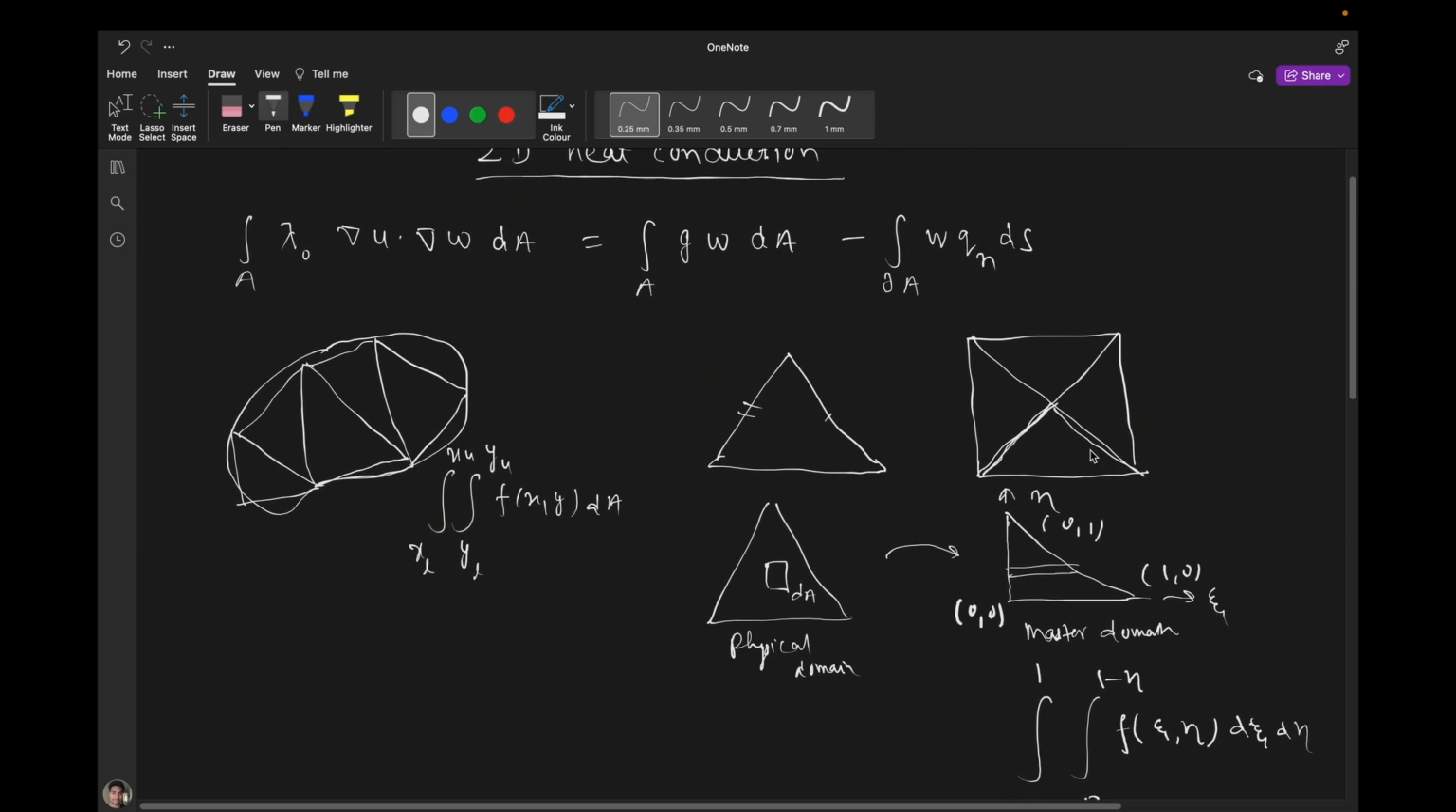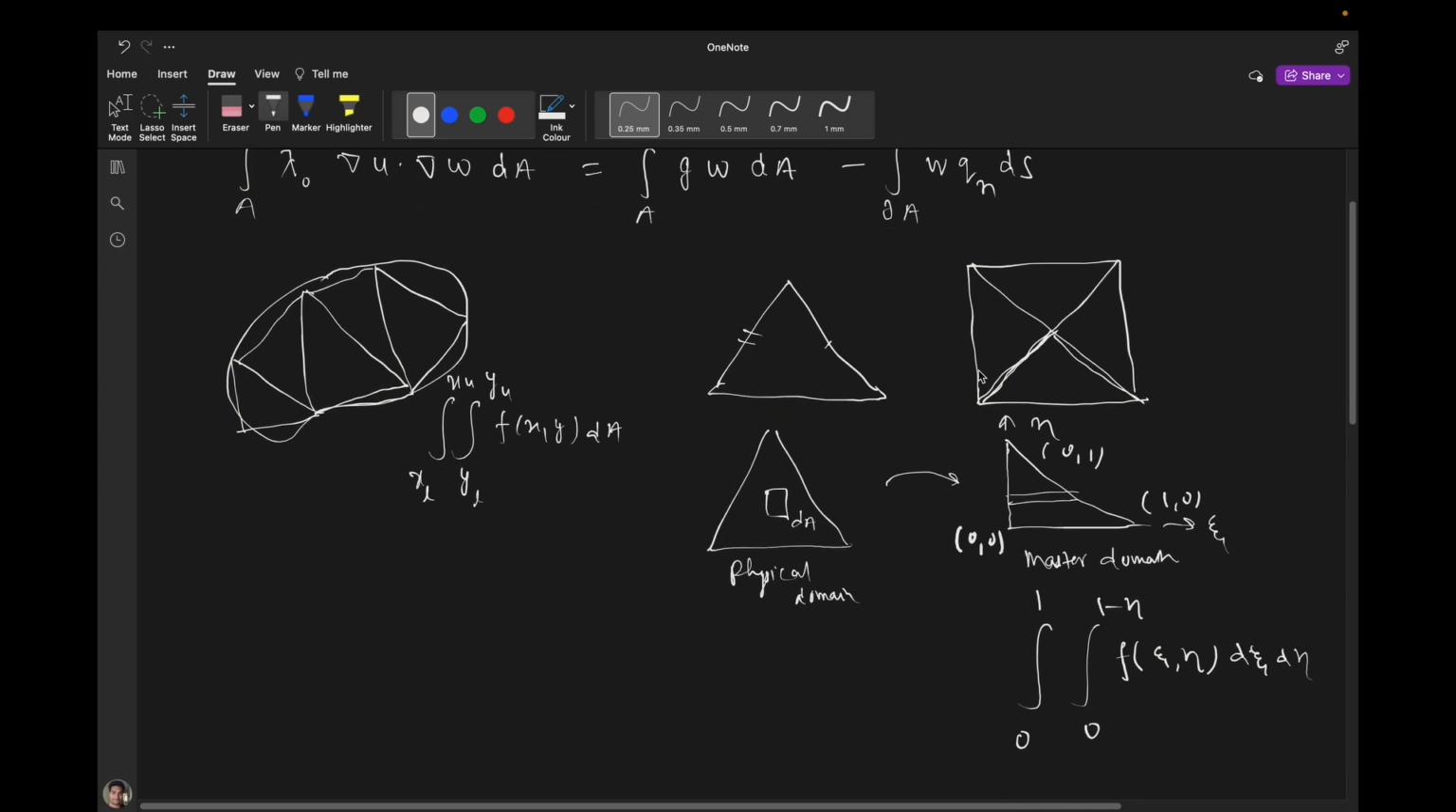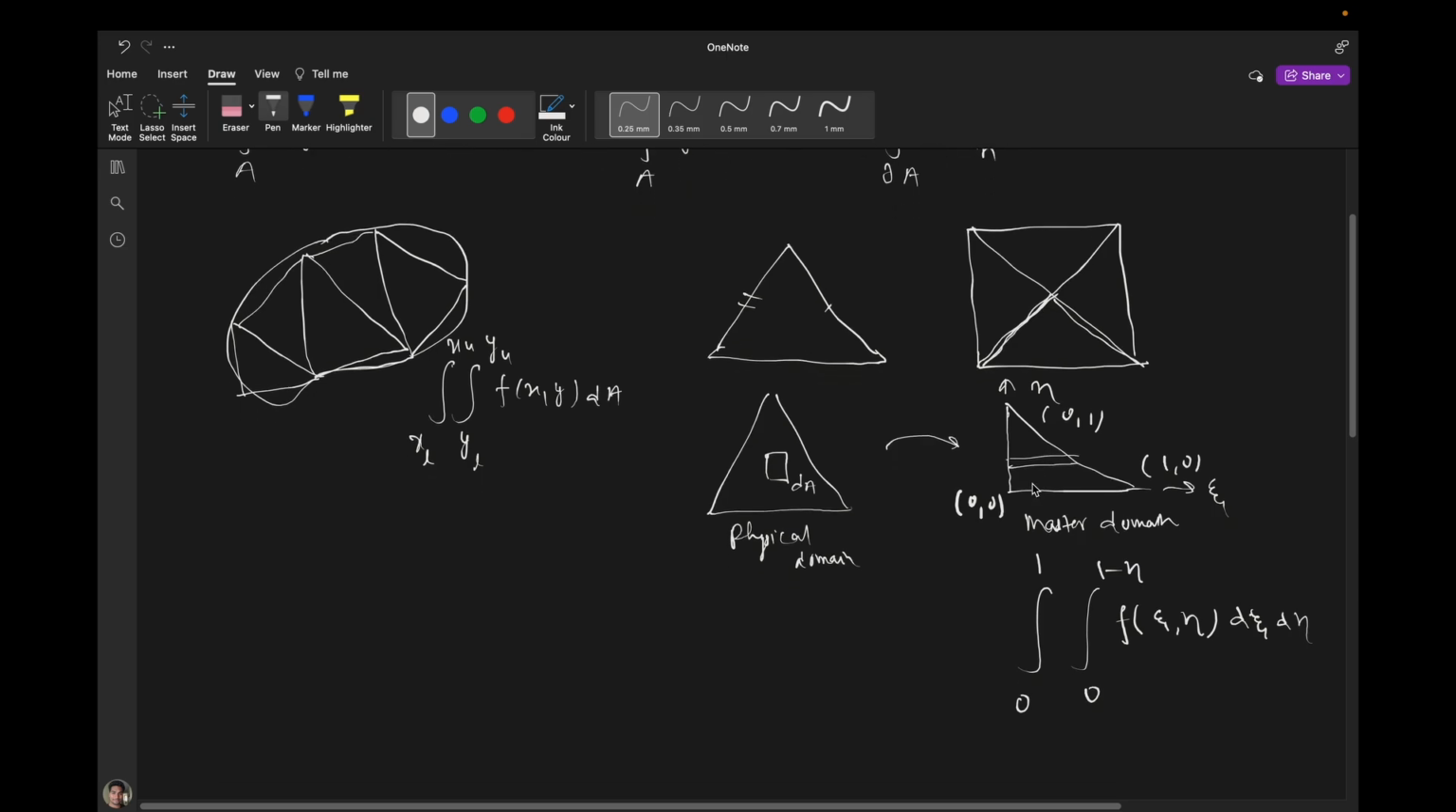So that's why we need to convert this whole double integration into terms of xi and eta, where eta varies from 0 to 1 and xi also varies from 0 to 1.